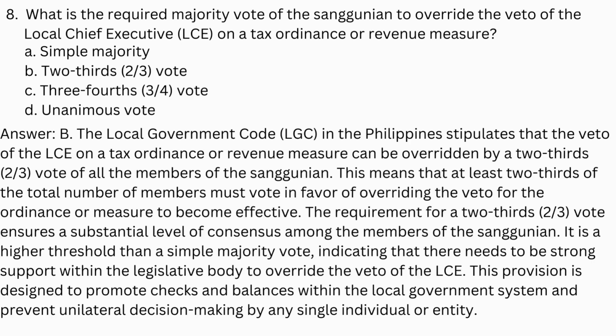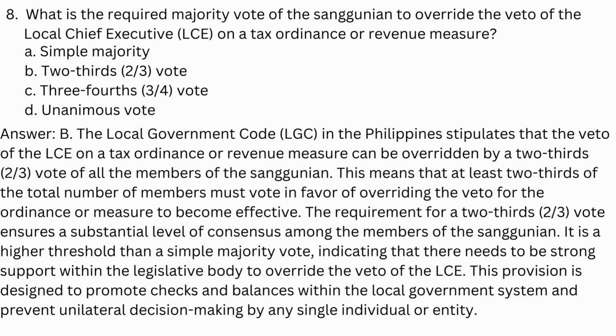Answer, letter B. The local government code in the Philippines stipulates that the veto of the LCE on a tax ordinance or revenue measure can be overridden by a 2/3 vote of all the members of the sanggunian. This means that at least 2/3 of the total number of members must vote in favor of overriding the veto for the ordinance or measure to become effective.